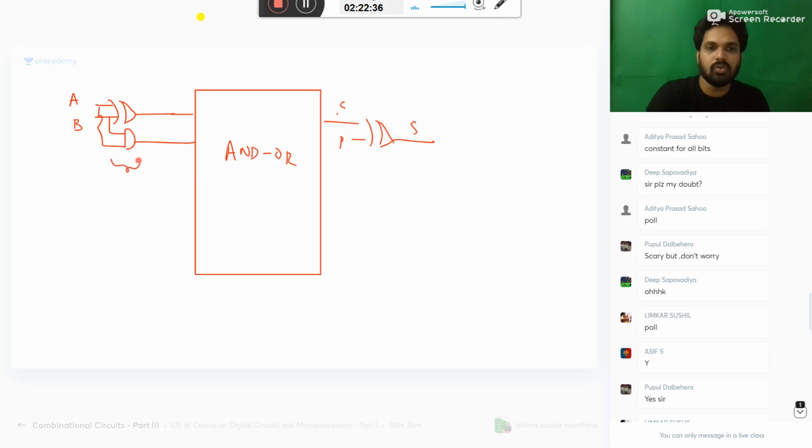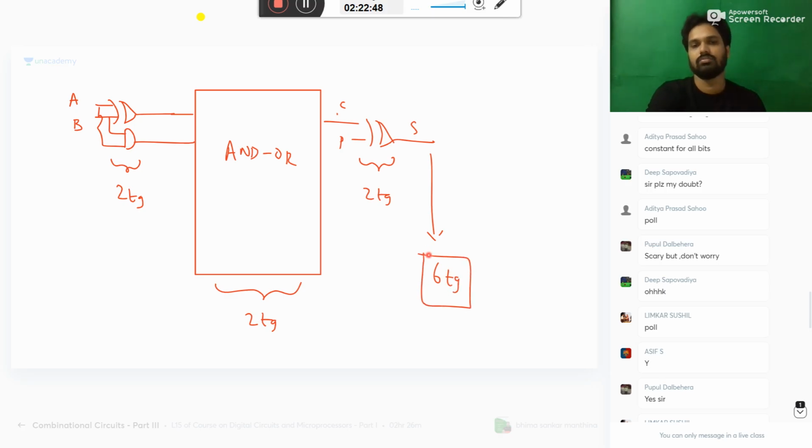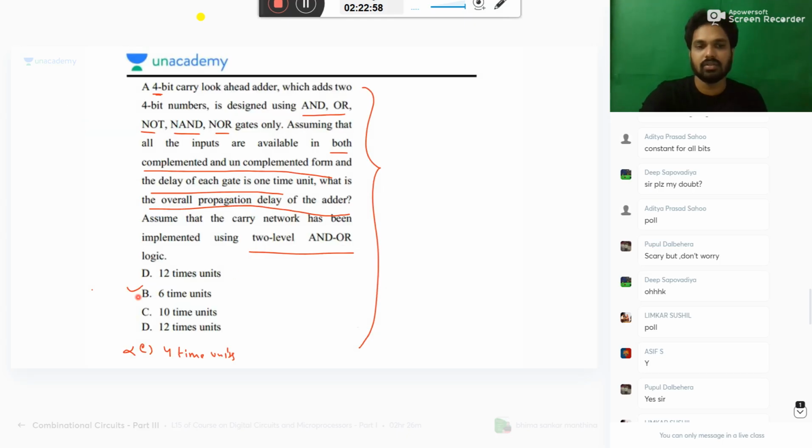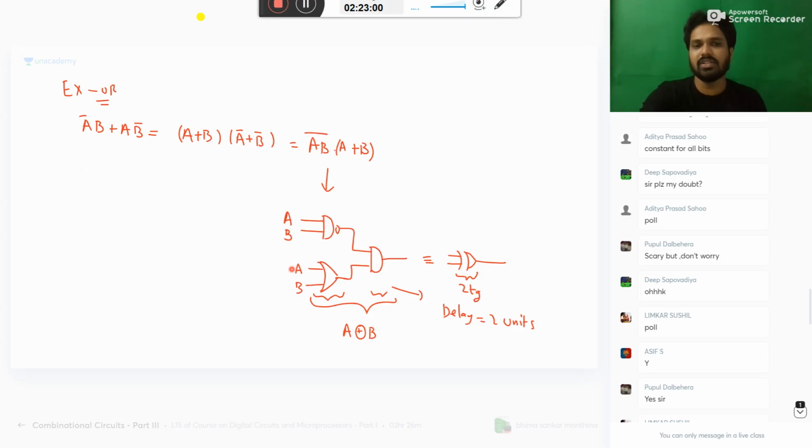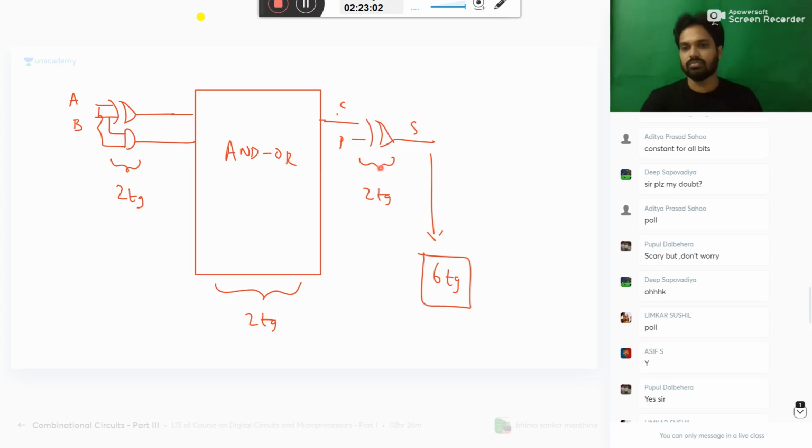For XOR, 2 gate delays. For AND OR, 2 gate delays. Another XOR, 2 gate delays. Total answer requires how many? 6 gate delays. Why 4, Rishi? Not for carry. Total answer requires how many delays? 2 plus 2 plus 2. It is simply 6. So once you understand the concept, it is a 1 minute problem for you.